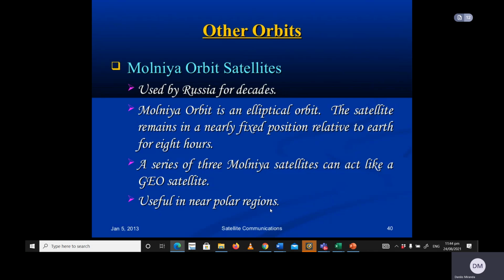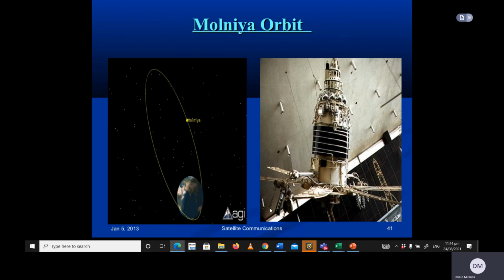Yung Molniya orbit satellite by Russia. Gumagamit siya ng elliptical orbit, just like a Geo satellite. Ganyan yung Molniya orbit ng Russia.